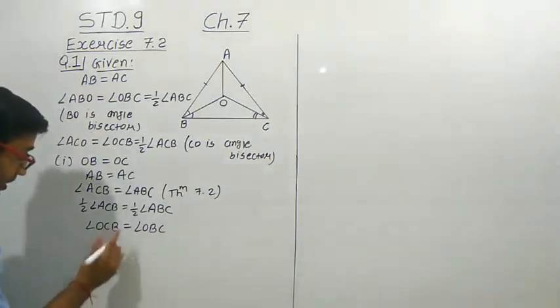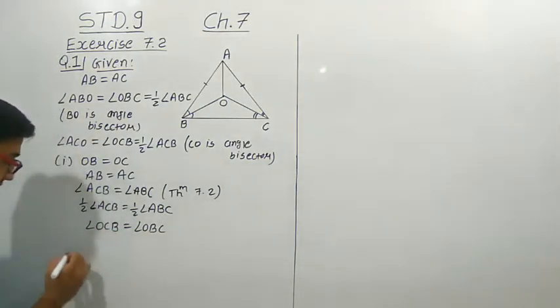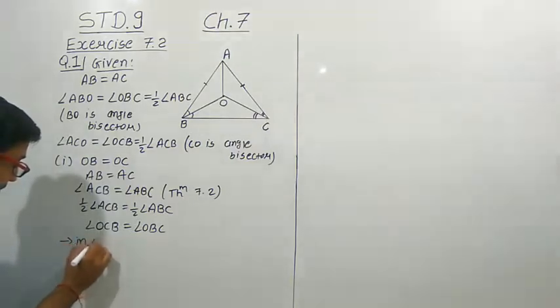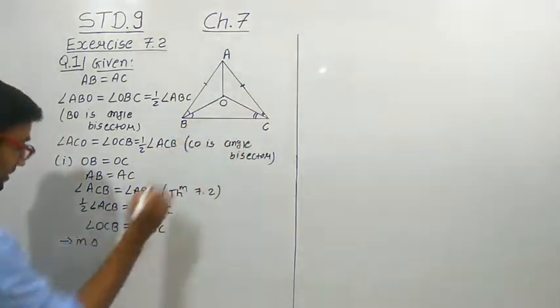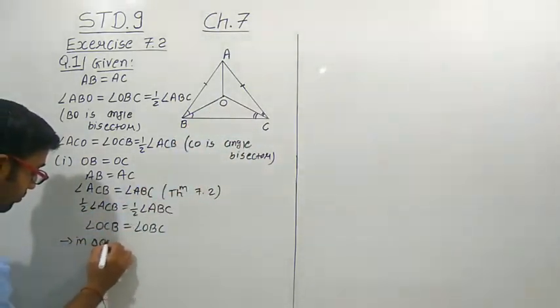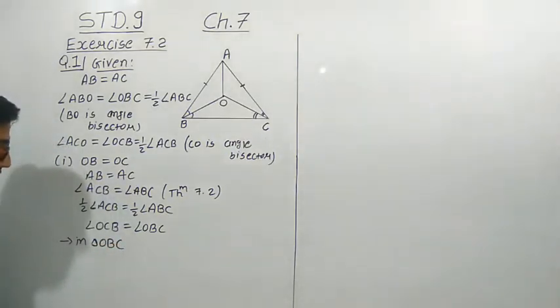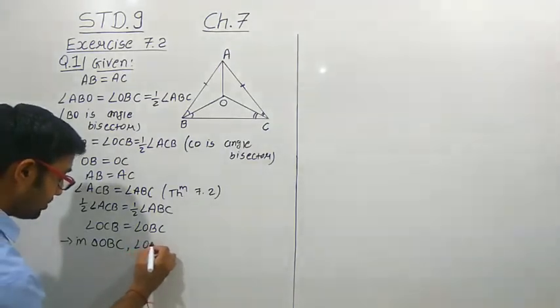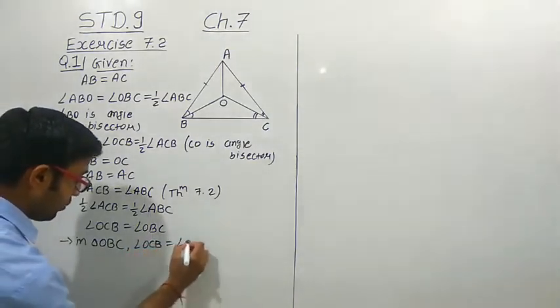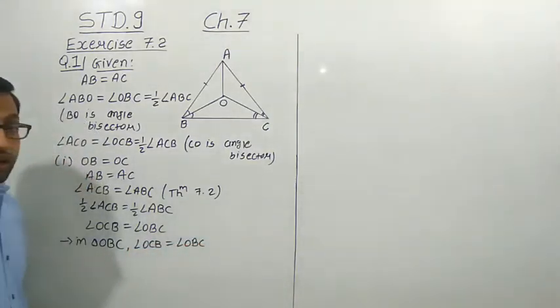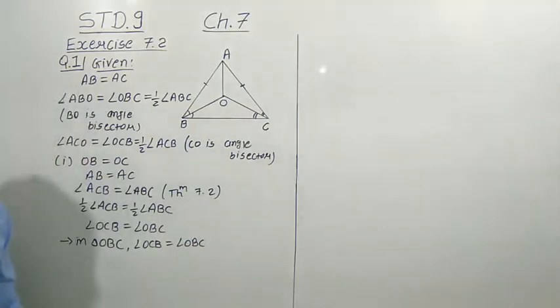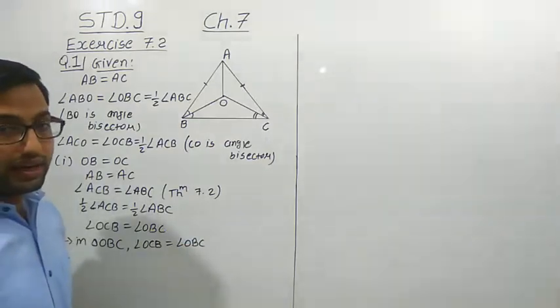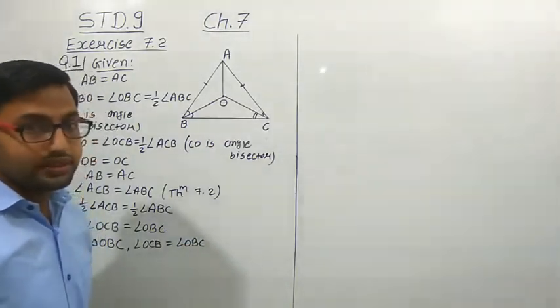Now consider triangle OBC. In this triangle, two angles are equal, that is, angle OCB is equal to angle OBC. Now, what is theorem number 7.3? That is, if two angles of a triangle are equal, then their opposite sides are also equal.